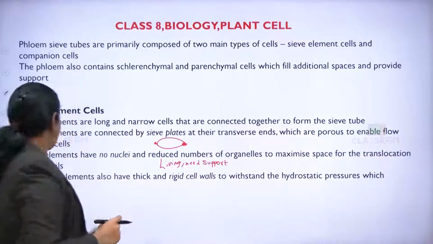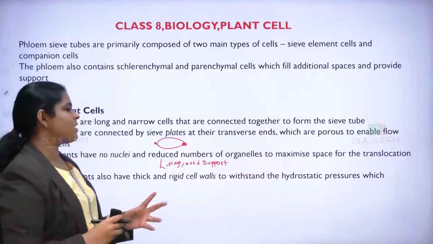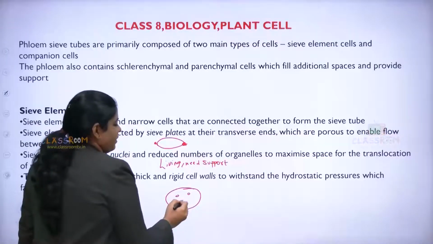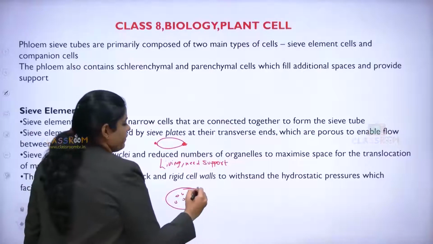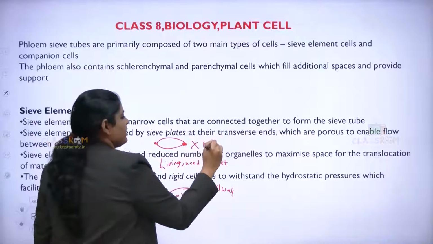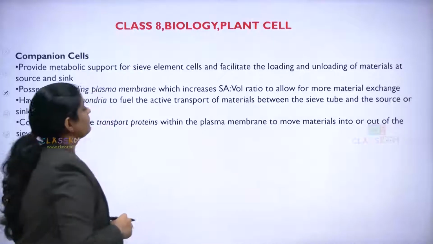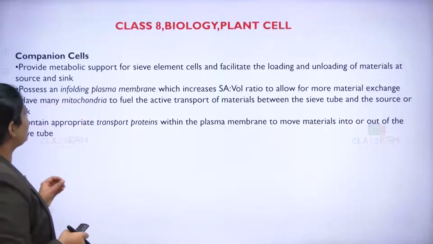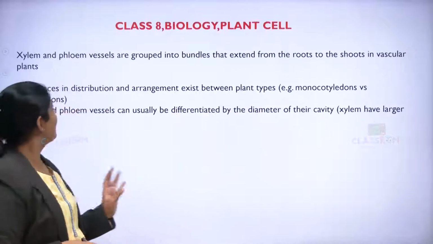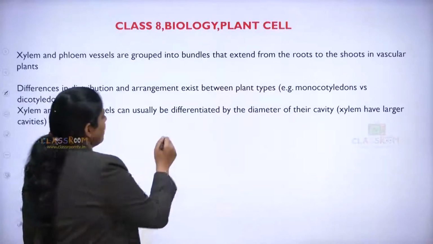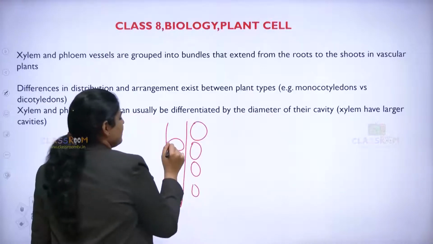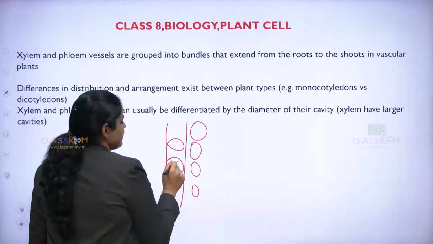Alright. The sieve elements also have thick and rigid cell wall to withstand hydrostatic pressure that facilitate the flow. They do have cell wall, but they do not have nucleus. Alright. Companion cells provide metabolic support for sieve element cells and facilitate loading and unloading of materials. I have explained about the phloem companion cells in detail. So, these are the companion cells and these are the sieve cells and these are the sieve plates.